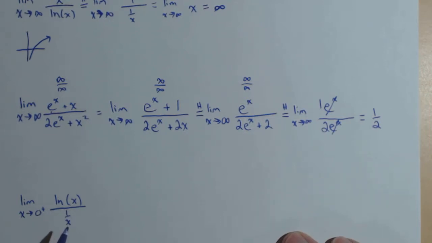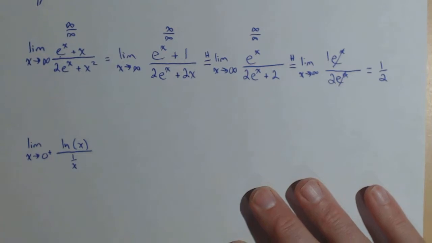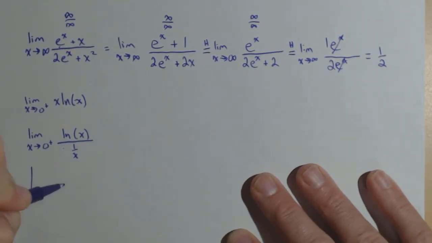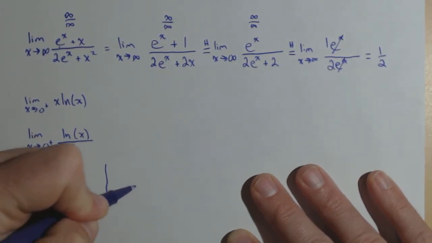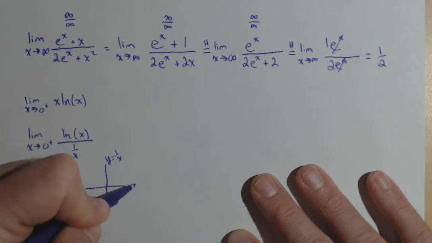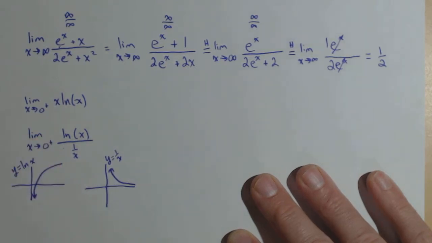This next one, you won't always see written like this. In fact, a lot of times this will start off as limit as x goes to 0 from the right of x times ln of x. And our first step would be to rewrite it this way because our graph of ln of x, as x goes to 0 from the right, goes to negative infinity. So this is y equals ln of x. And y equals 1 over x, as x goes to 0 from the right, goes to positive infinity.